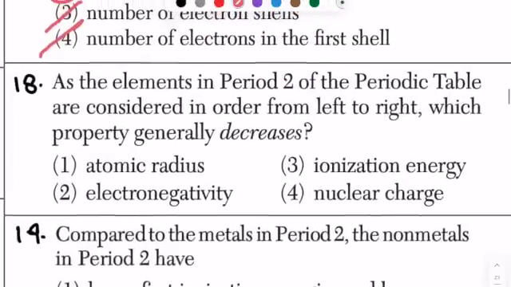For number 18, as the elements in period 2 of the periodic table are considered in order from left to right, which property generally decreases. Now we are looking at something that decreases. So if it's the period, atomic radius is going to decrease, as we said earlier. So that is your answer. Electronegativity increases, as we mentioned. It becomes easier to attract electrons. Ionization energy increases. It takes more energy to lose an electron because there's a lot of nuclear attraction. And nuclear charge also increases because we have more protons.